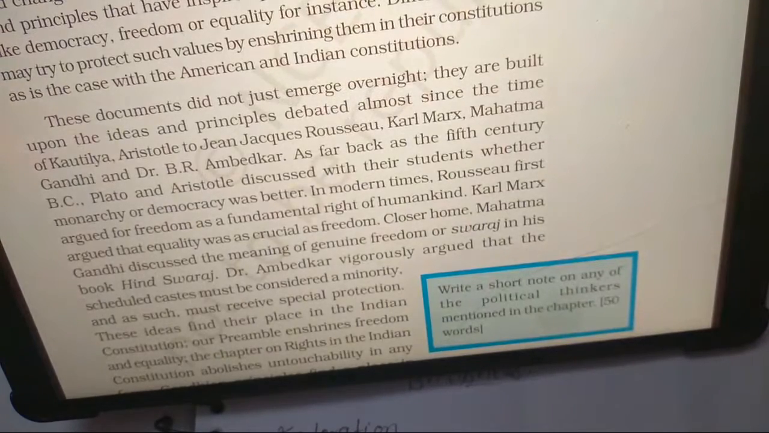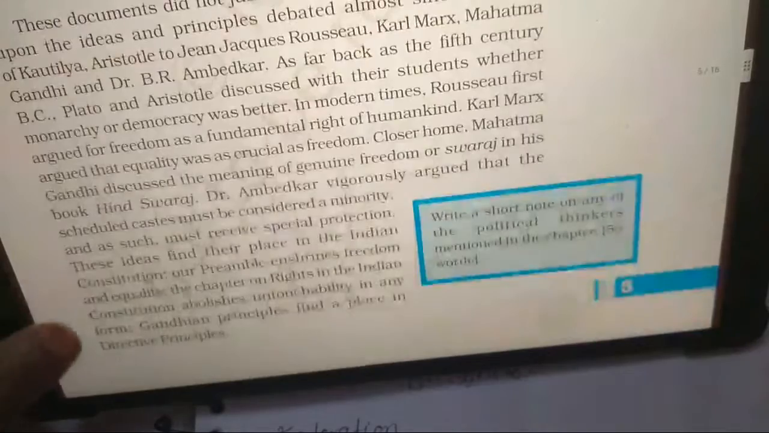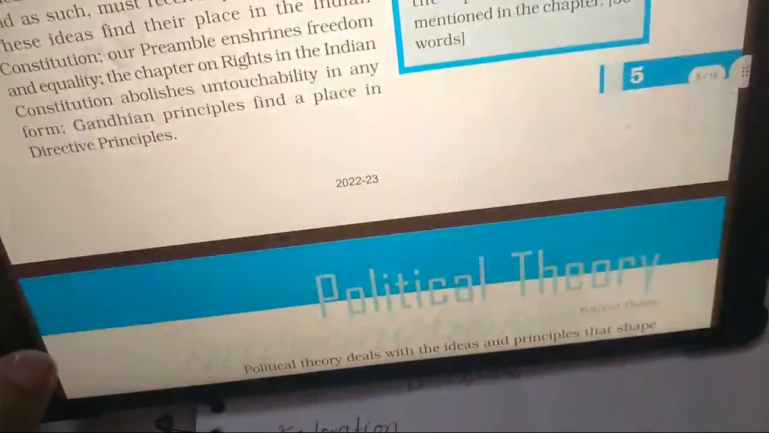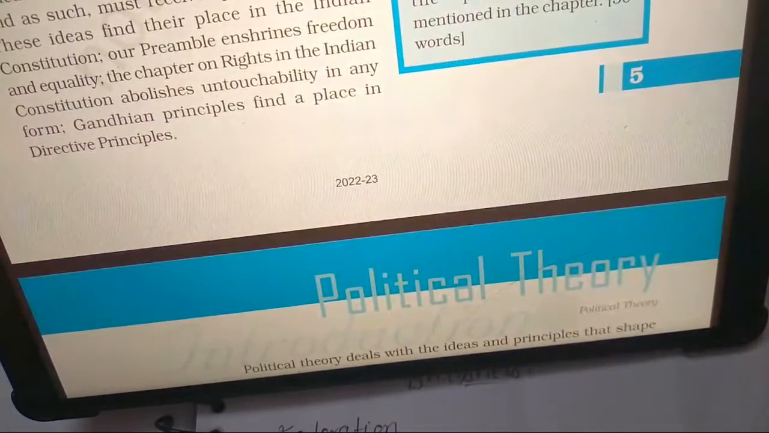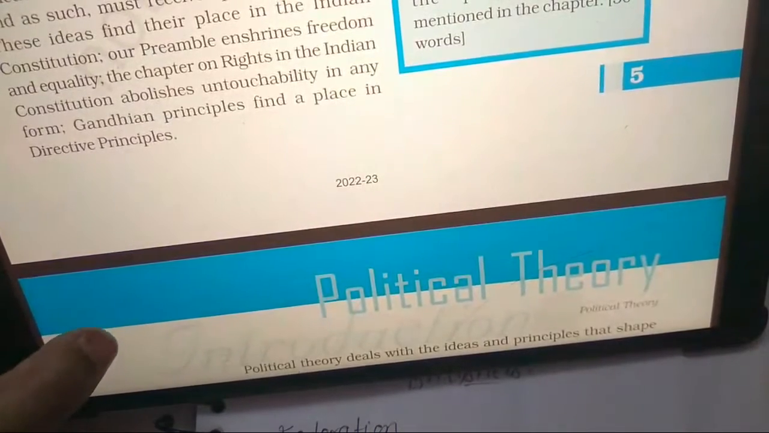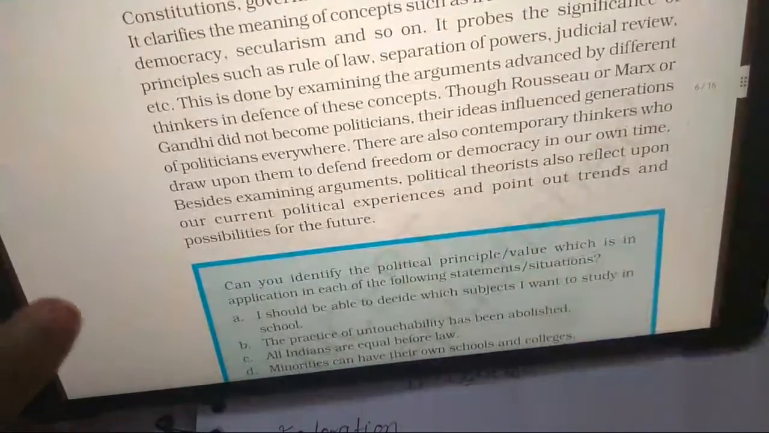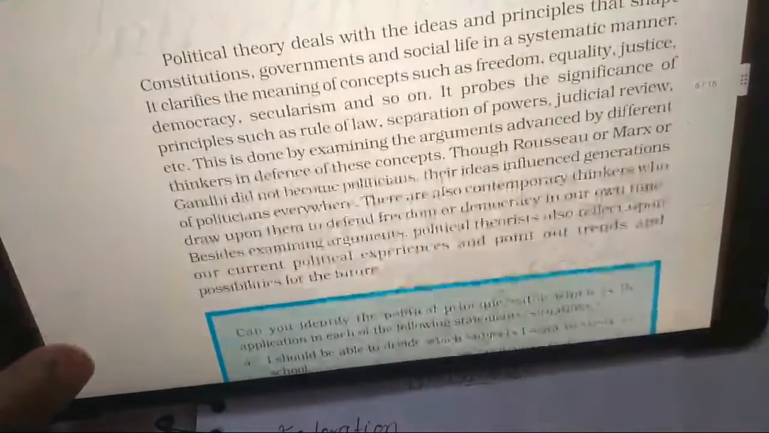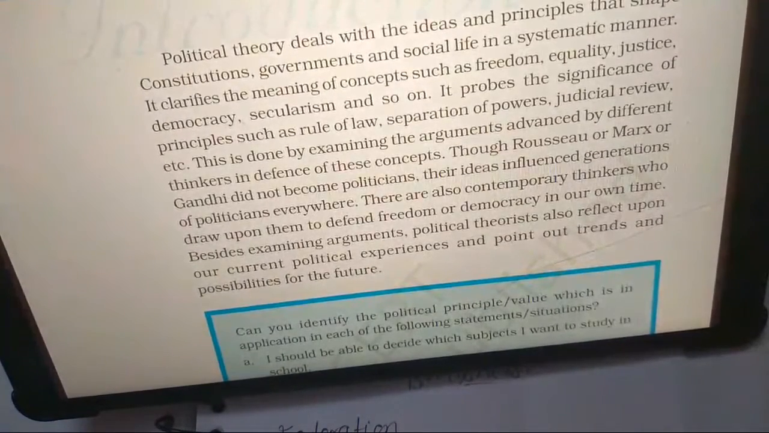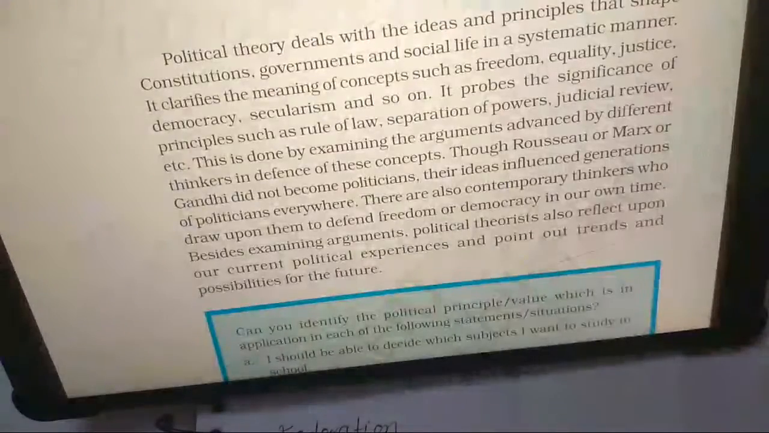Our preamble enshrines freedom and equality. The chapter on rights in the Indian constitution abolishes untouchability in any form. Gandhian principles find a place in directive principles. Political theory deals with the ideas and principles that shape constitutions, governments, and social life in a systematic manner.